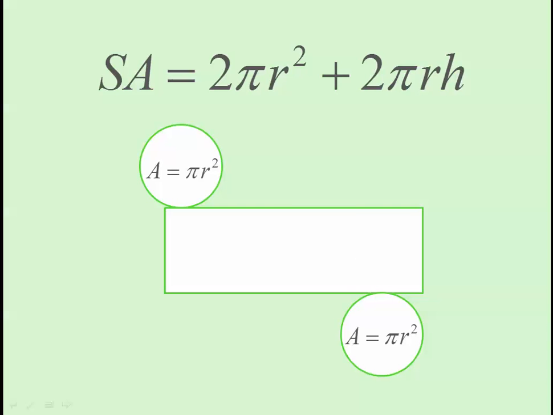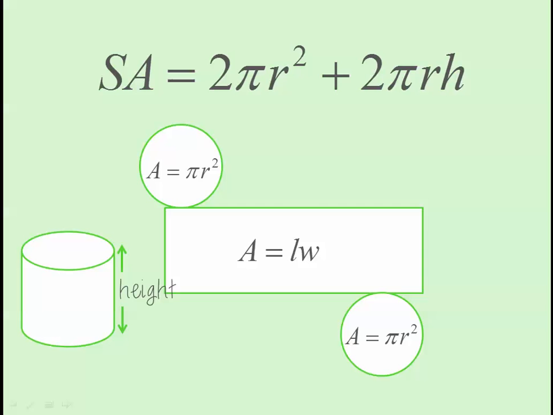Our other shape that we have here is a rectangle. The area formula for a rectangle is length times width. Now what does that have to do with the 2 pi r h? Well, let's break it down part by part. If we look at a cylinder, we know that the line that connects both the top and the bottom circle is the height. So if we label that on our net, it's right there. Oh, so that's where that h part comes from.